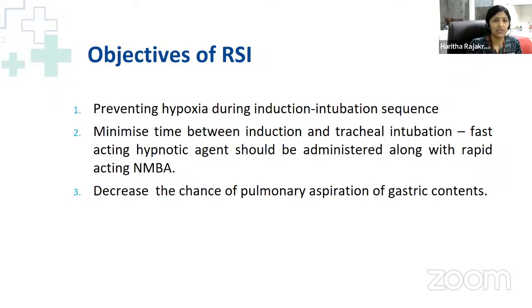I think the objectives of RSI I have already mentioned below, but just to brief on it: the first objective is to prevent hypoxia during the induction intubation sequence. Second, to minimize the time between induction and tracheal intubation. The aim is to use fast-acting hypnotic agents along with a rapid-acting neuromuscular blocking agent. And third, and most importantly, to decrease the chance of pulmonary aspiration of gastric contents.